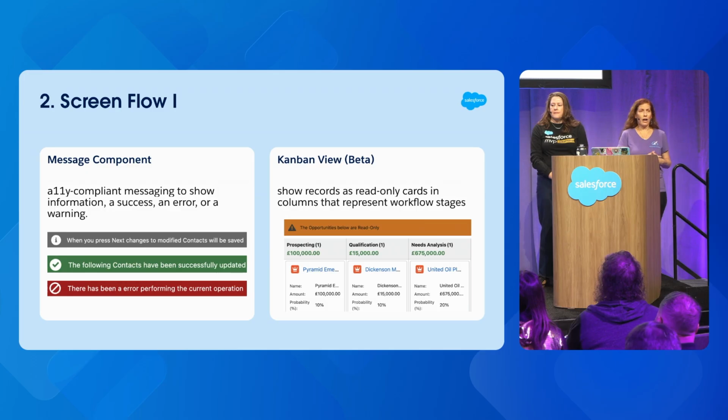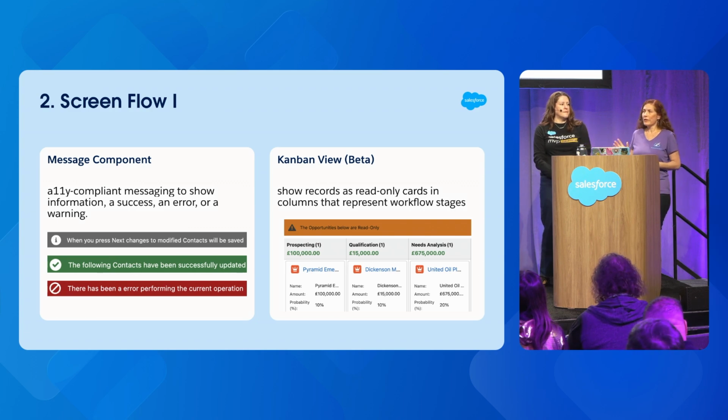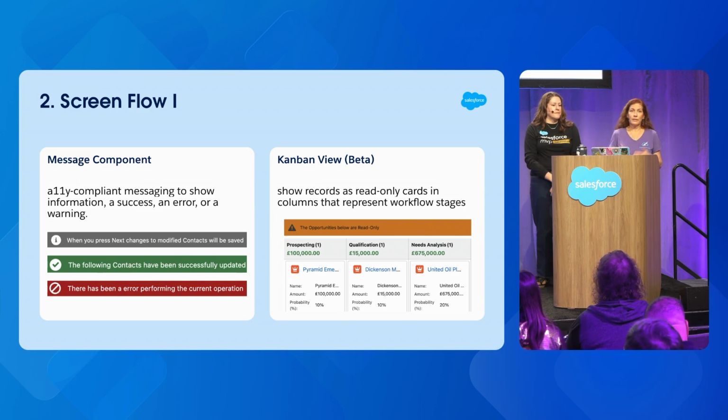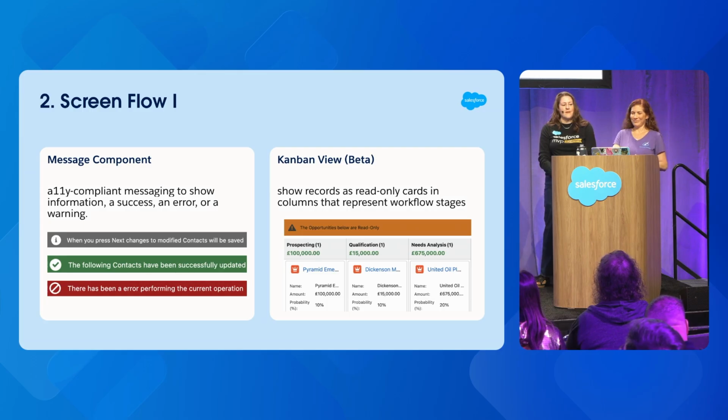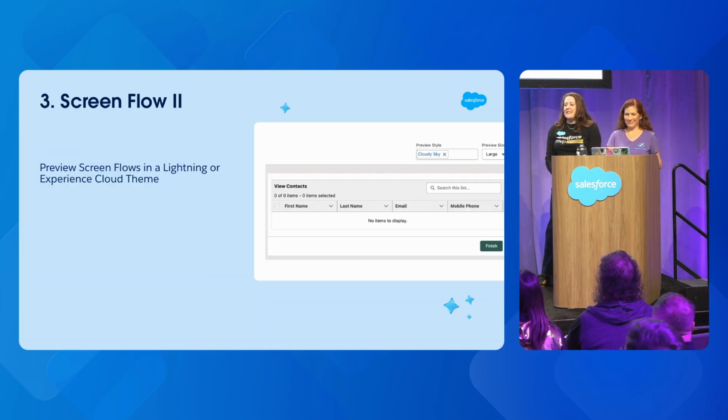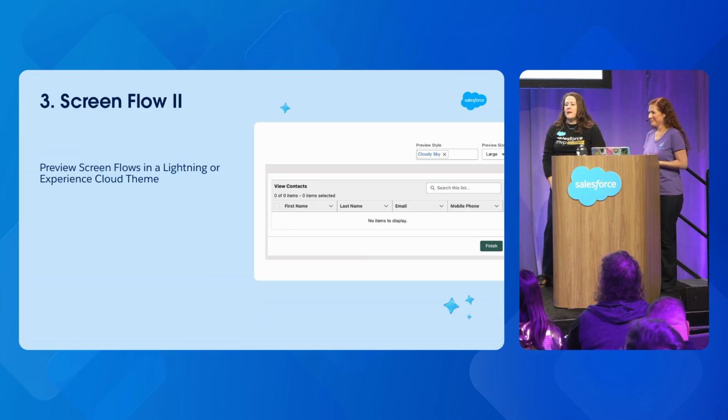And the next one is the Kanban board component. So this allows you to display records as cards right in the flow without any custom development at all. So users can quickly see their progress and any status and key details all in one place. The one thing to note is this is read-only. Hopefully that's just for now. Yeah, it's beta. All right, let's talk about some more updates to ScreenFlow.